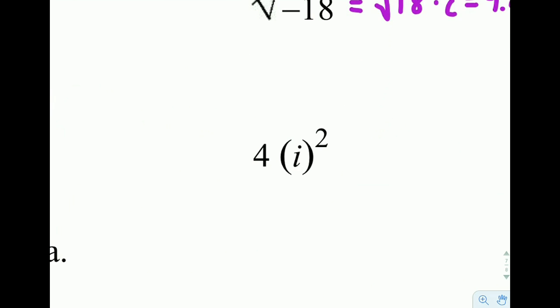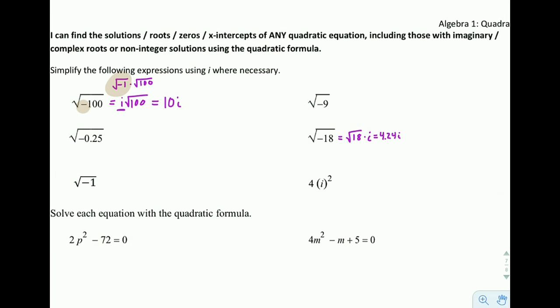Last thing to take a look at is whenever you have i squared. If you have the square root of negative 1 and you square it, the square and the square root are going to cancel out, leaving you with negative 1. So just be aware when you get to that problem that that's what's going to happen whenever you square an i, and that's how it can become real again.